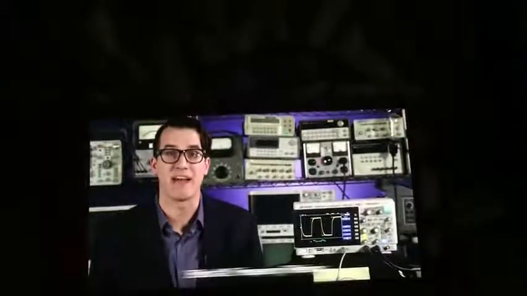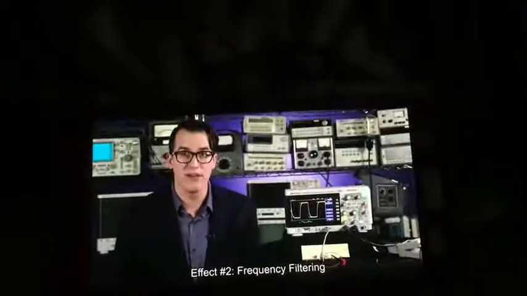And this effect is roughly how switch mode power supplies operate. When the power is supplied to the capacitor, it begins to charge up, and then when it's turned off, the capacitor discharges that energy into the system. And that leads us to the second effect of capacitance, frequency filtering. There's two different ways to look at this.